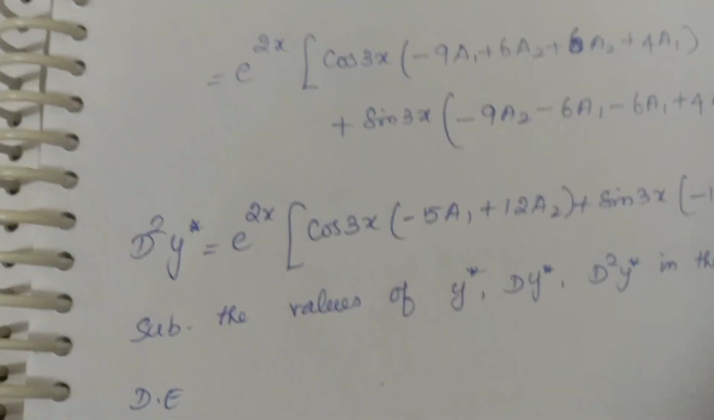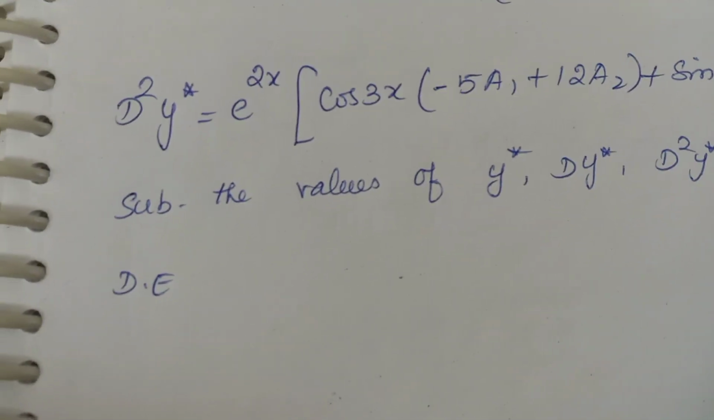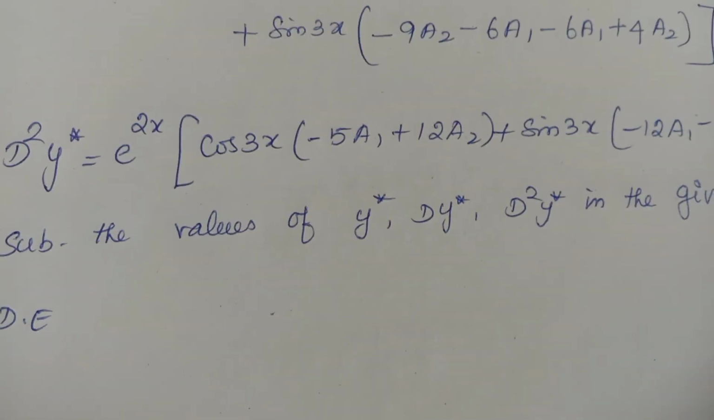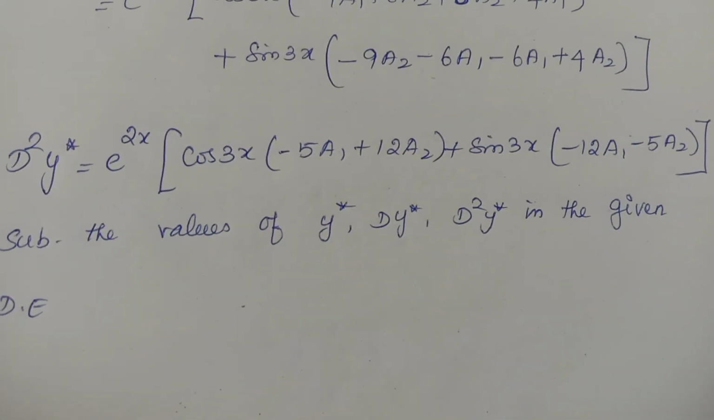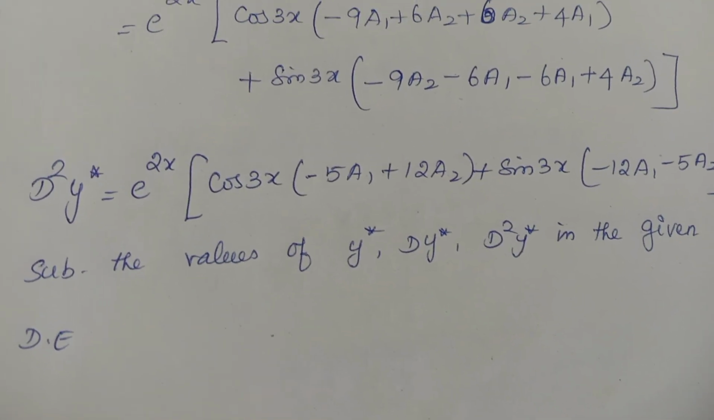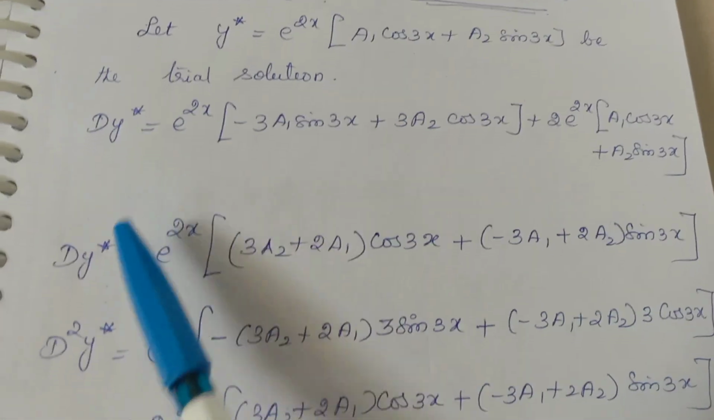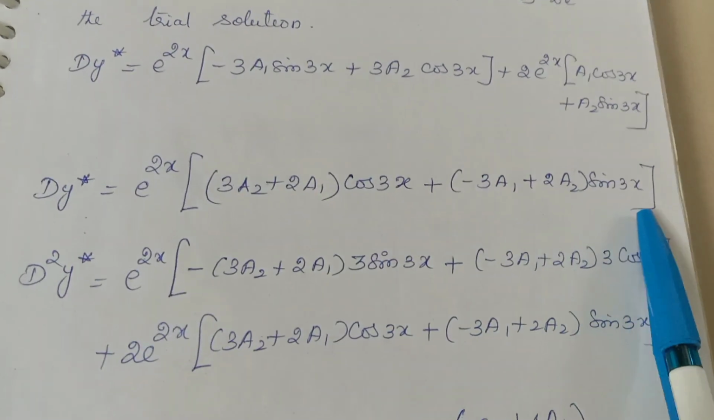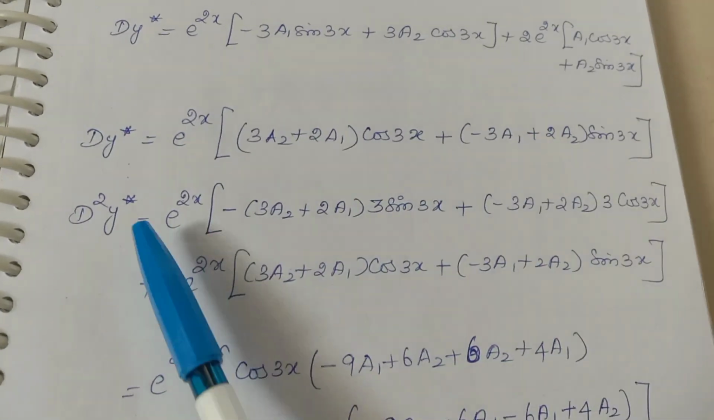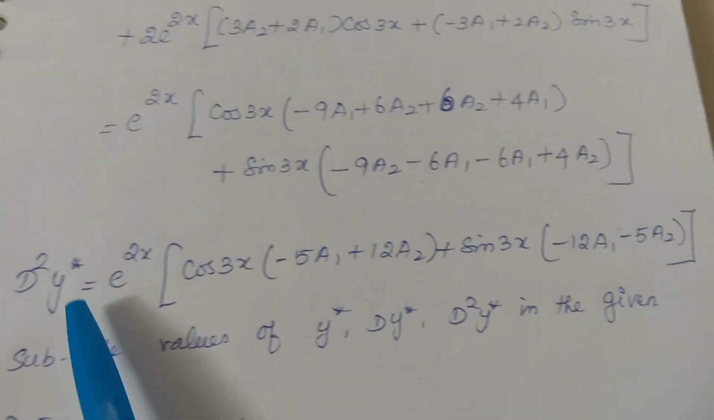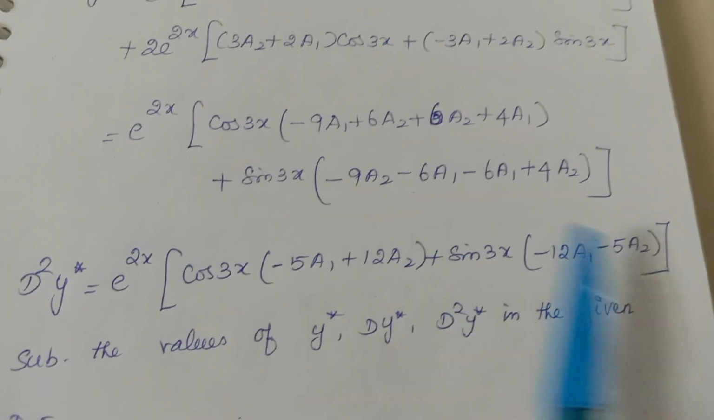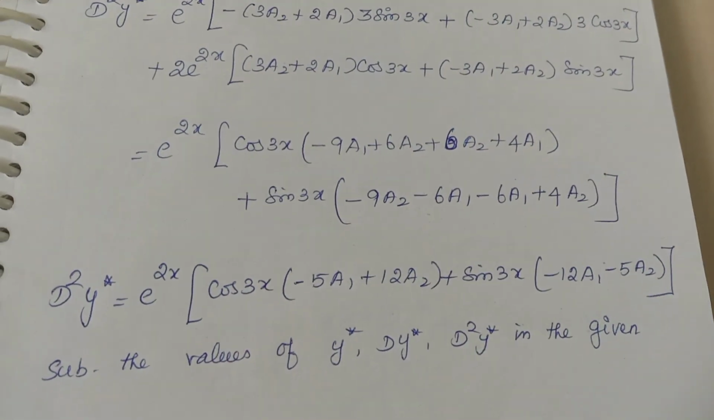So after finding and simplifying all these values, I am substituting them in the given differential equation. I am skipping the simplification parts here. So this is the value of y star, the first derivative of y star, and this is the value of the second derivative of y star. Only mere simplification I am skipping here.